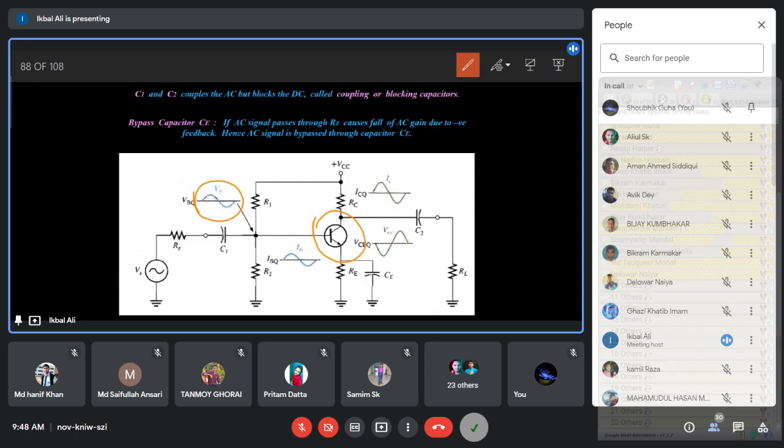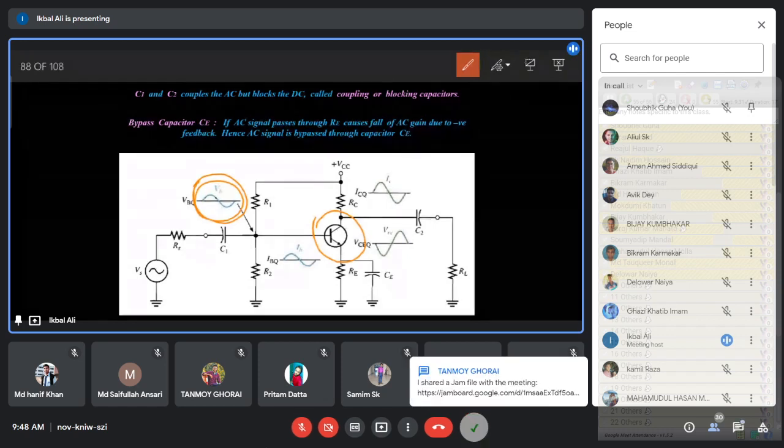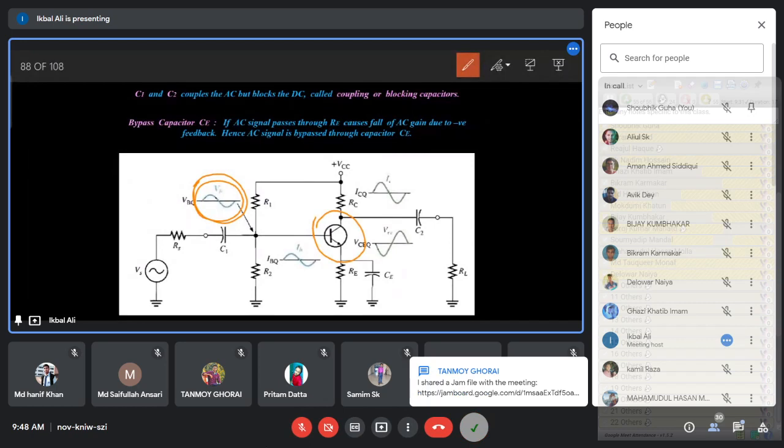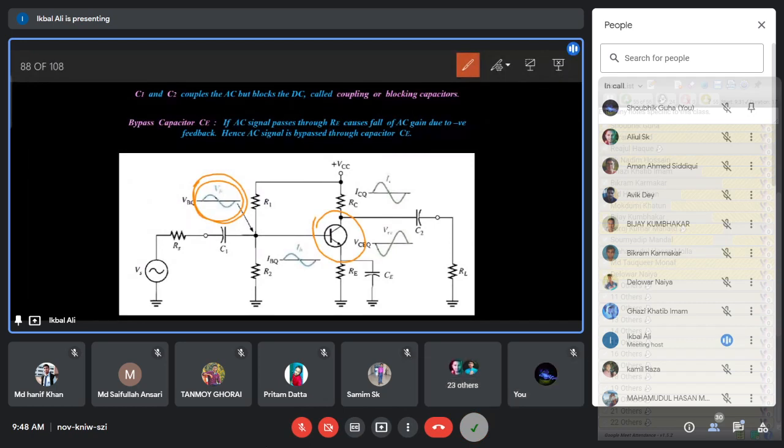If you increase the amplitude of the signal at the input side, then on the output characteristics curve the excursion of the signal will be more, and that portion of the nonlinear curve will not be a straight line, and there you will get some distortion. So that is why you have to make this input signal small, to get an undistorted amplified signal at the output of the amplifier. That is why it is called a small signal amplifier.